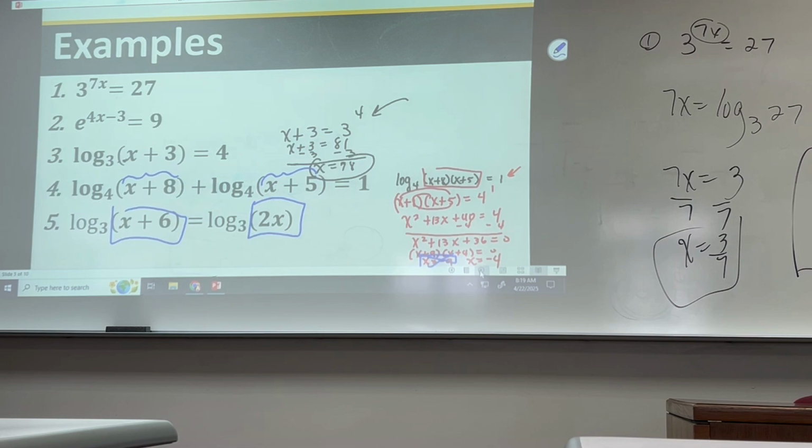So now I can say, well, x plus 6 would have to equal 2x, wouldn't it? For that to be true. And if I subtract x from both sides, what do I end up with? 6 equals x. Is a 6 going to be fine? Well, 6 plus 6 is 12, that's fine, and 2 times 6 is what? 12, right? So it's okay. It didn't give me a negative number or a 0. So your only solution to that one is 6.